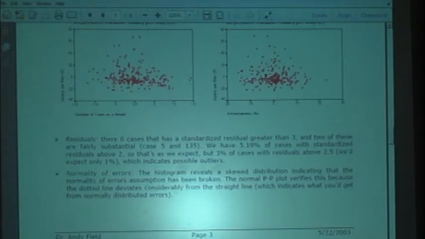Histogram reveals a skewed distribution indicating that the normality of errors assumption has been broken. The normal PP plot verifies this because the dotted line deviates considerably from the straight line, which indicates what you'd get from normally distributed errors.